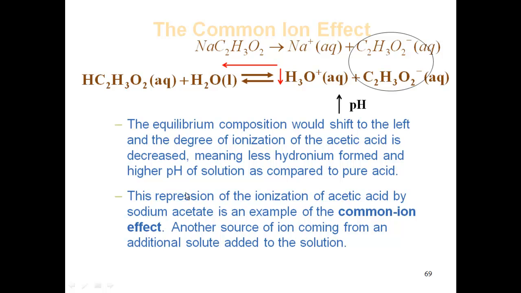One of the consequences of having a common ion is that the pH will change. If I have an acid and I add a soluble basic salt to it, the pH is going to get higher. The opposite effect: if I have a base and add a soluble acidic salt, the pH is going to go lower.